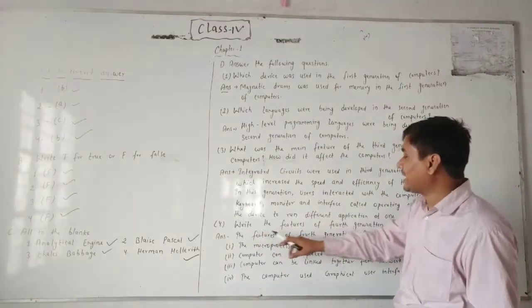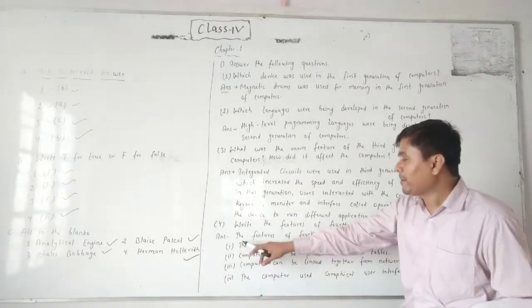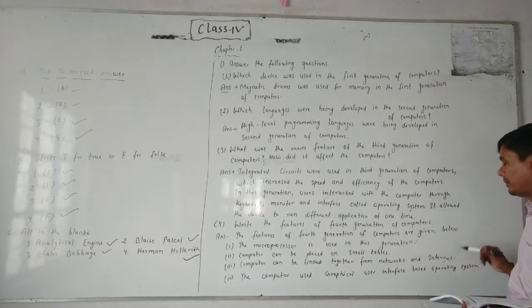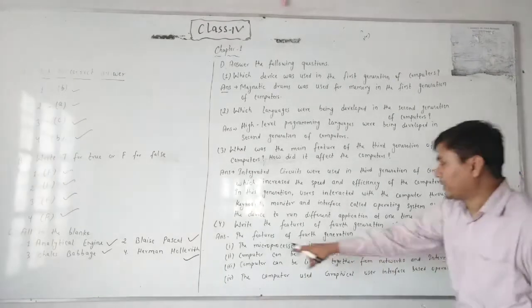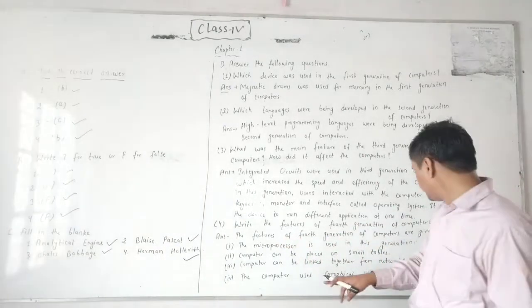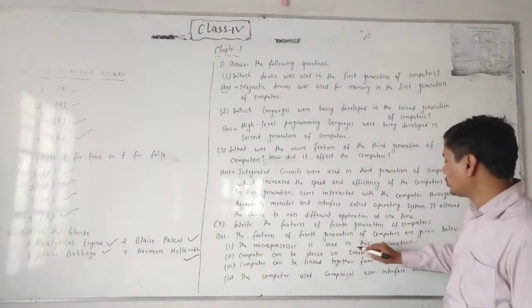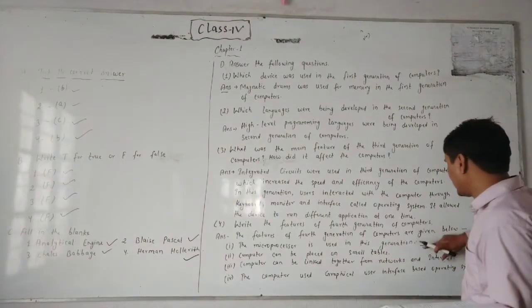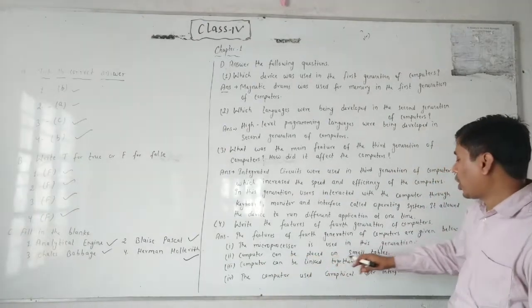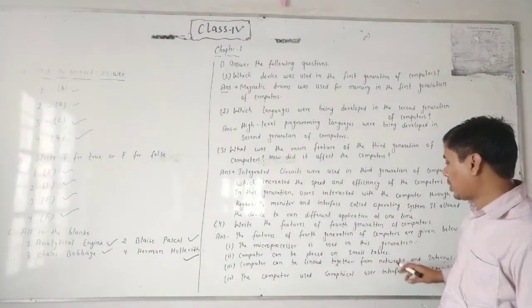Next question is, write the features of fourth generation of computer. Answer will be, the features of fourth generation of computers are given below. 1. The microprocessor is used in this generation. 2. Computer can be placed on a small table.